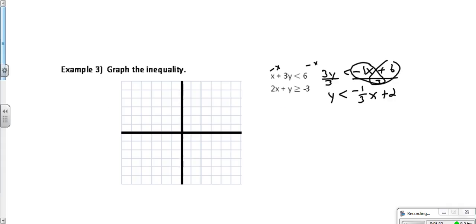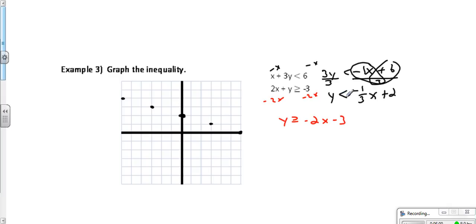Next one, we have to subtract 2x, and we get y is greater than or equal to negative 2x minus 3. So let's graph the first one. Y-intercept of 2, slope of negative 1/3, so down 1 to the right 3, up 1 to the left 3.